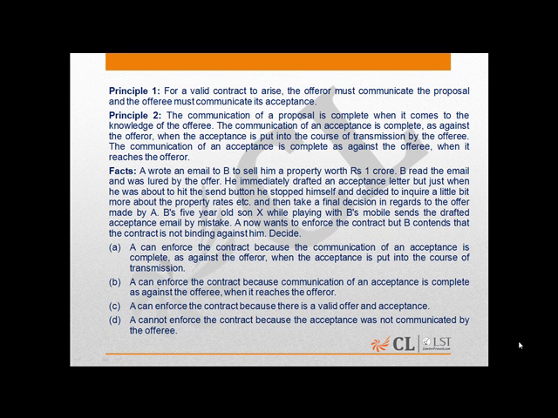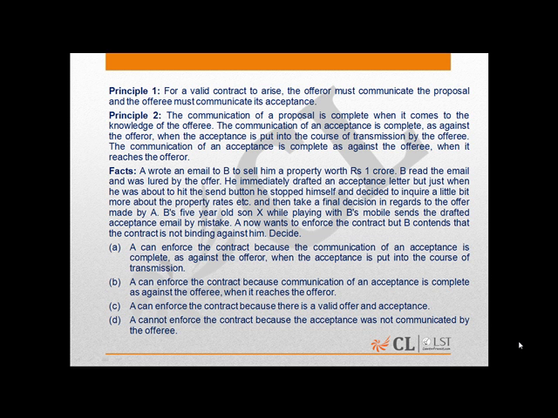Principle 1 says that for a valid contract to arise, the offerer must communicate the proposal and the offeree must communicate its acceptance. Principle 2 says that the communication of a proposal is complete when it comes to the knowledge of the offeree. The communication of an acceptance is complete as against the offerer when the acceptance is put into the course of transmission by the offeree. The communication of an acceptance is complete as against the offeree when it reaches the offerer.